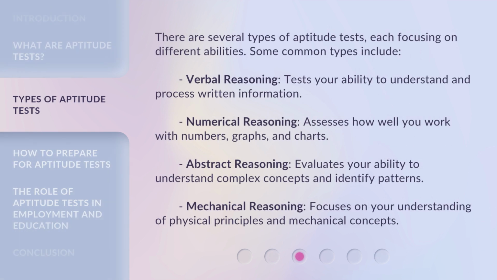There are several types of aptitude tests, each focusing on different abilities. Some common types include verbal reasoning, which tests your ability to understand and process written information. Numerical reasoning assesses how well you work with numbers, graphs, and charts. Abstract reasoning evaluates your ability to understand complex concepts and identify patterns. Mechanical reasoning focuses on your understanding of physical principles and mechanical concepts.